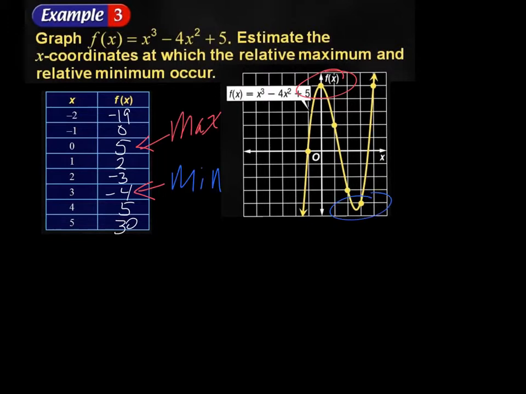It looks like we have a relative maximum when x is 0, f of x is 5, and a relative minimum when x is 3, f of x is -4. Now they did say estimate, and you can see on their graph it in fact did go a little bit lower. If we used GeoGebra, we could get the exact minimum.